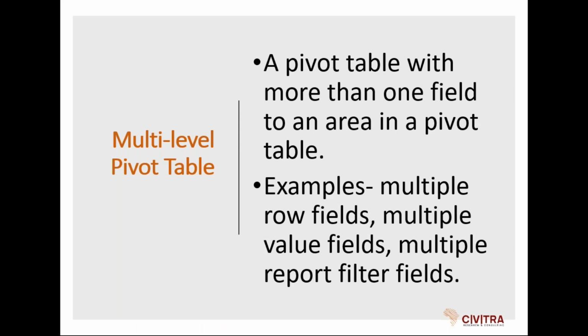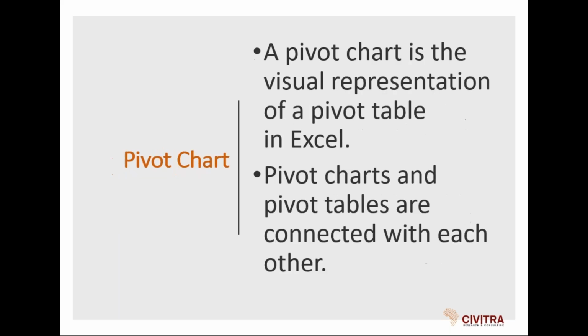Then a multi-level pivot table is just a pivot table that contains more than one field in an array. That means that maybe it contains multiple row fields or multiple value fields or multiple report filter fields. We're also going to see what a pivot chart is, which is the visual representation of a pivot table. In Excel, pivot charts and pivot tables are connected with each other.